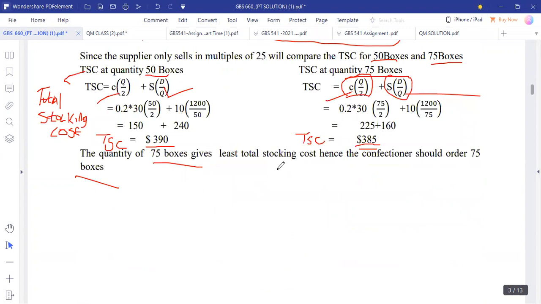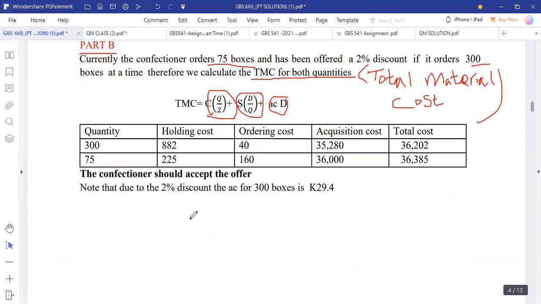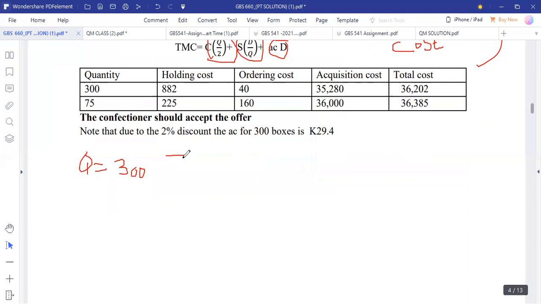So we have to get down here where we say our quantity of 300, we can find the total material cost at 300. Now here we are supposed to find, at Q equal to 300, our total material cost. So our total material cost at this junction, we're going to put our TMC, and we know we have the formula there.